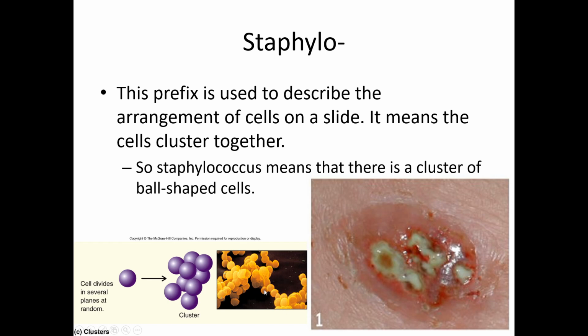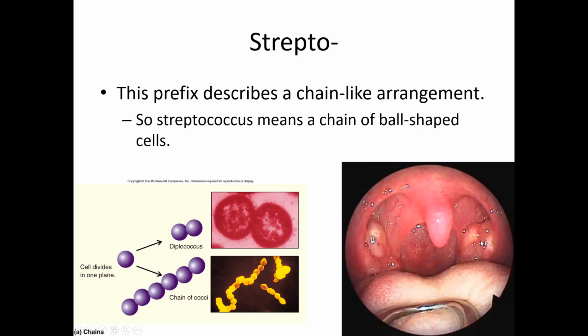Notice it's ball-shaped cells that are clustered together, so that's why it's called Staphylococcus. This particular organism tends to cause wound infections, and that's what this person has on this side. Next, the prefix strepto means that the cells are going to be chained together, sort of like a pearl necklace or a rectangular necklace if we're talking about a bacillus, because they can do both, well, this one as well. So this is a chain of ball-shaped cells, so that's Streptococcus.